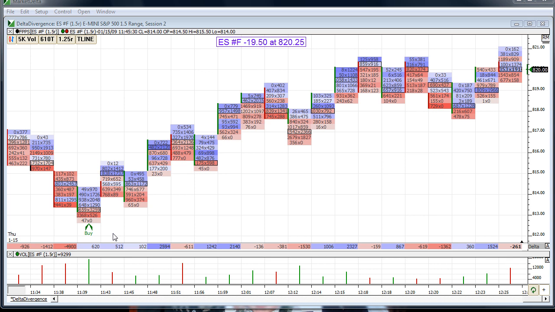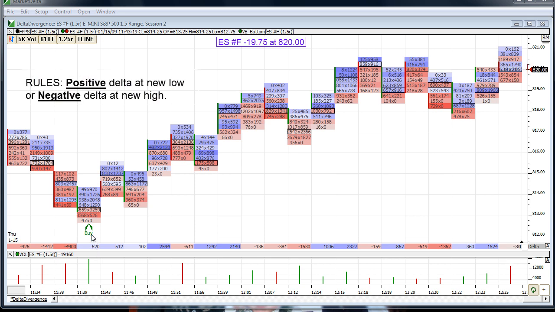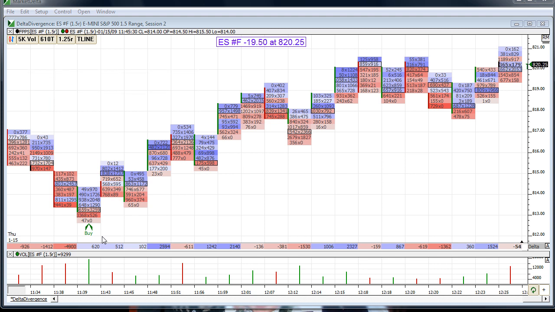The idea, though, and the signals that we'll look at, are based upon new highs or new lows for the day, and instances where we have a positive delta, as you can see right here, at a new price low, or a negative delta at a new price high. So we'll scroll back in time, spend a few minutes, look at a few examples, and see the types of signals that were generated on this chart.